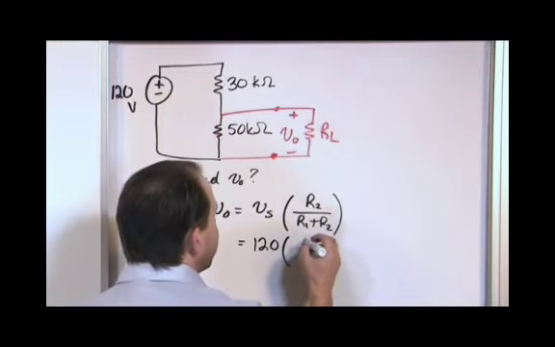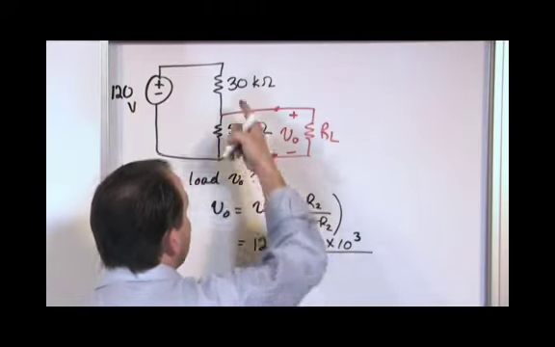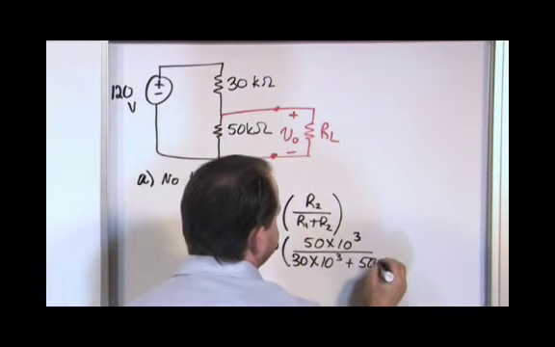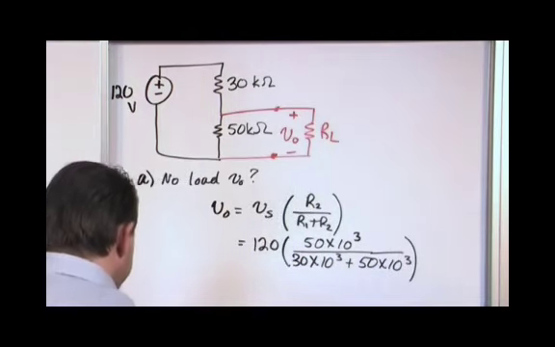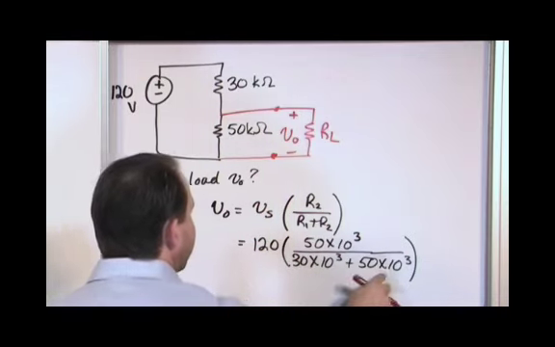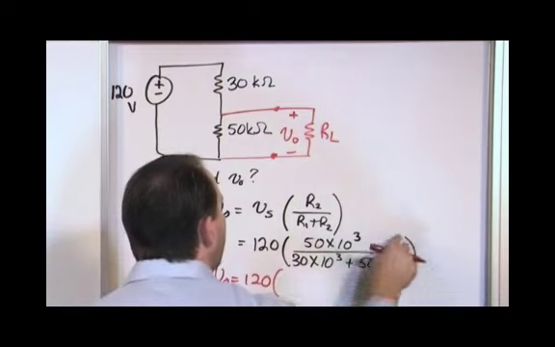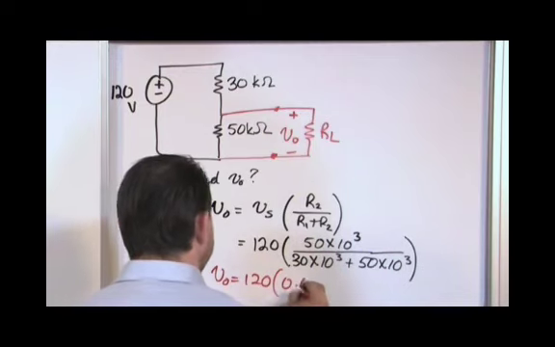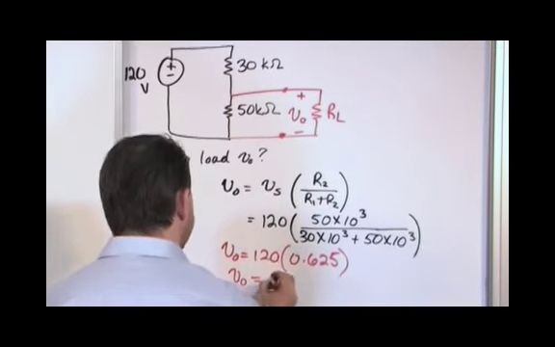So here I have 50 kilo ohms. Don't put 50, put 50 times 10 to the 3, because that's kilo ohms. On the bottom, it's R1, 30 times 10 to the 3 plus 50 times 10 to the 3. So what you need to do is add all these things together and do the division. So V naught is 120 times, inside here, it should always be a decimal, 0.625. So V naught, when you multiply by 120, is 75 volts.